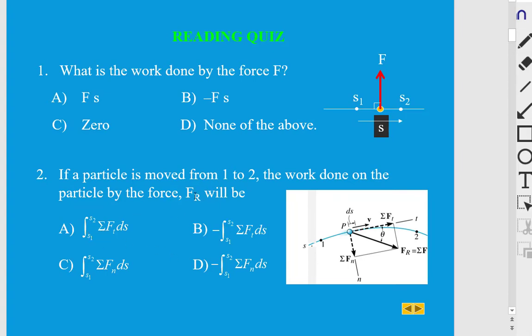So the work of the resultant has two parts, but the work of the normal is 0, and the work of the tangential will be that part A.